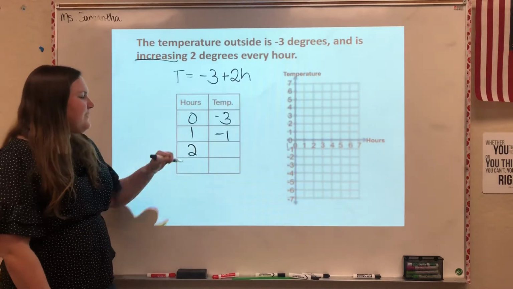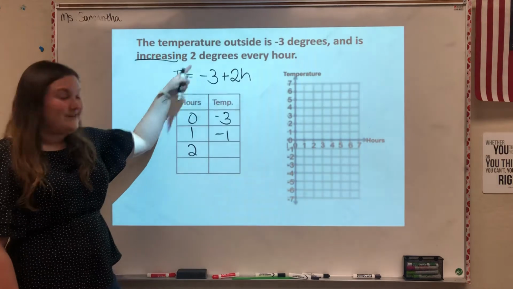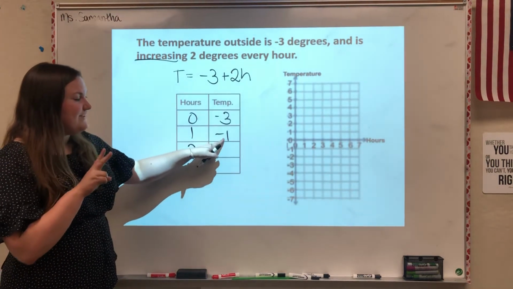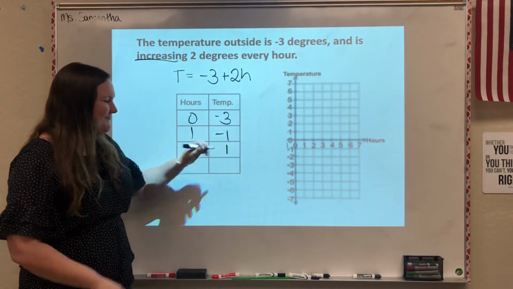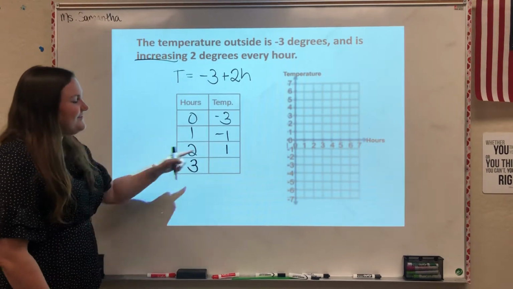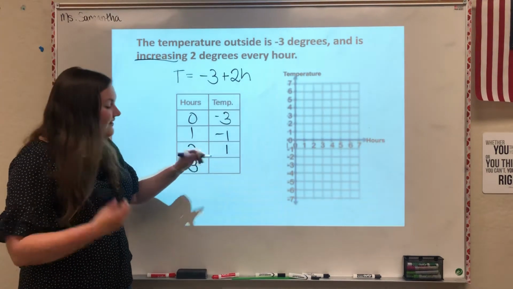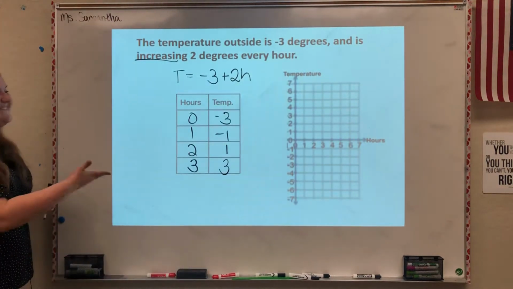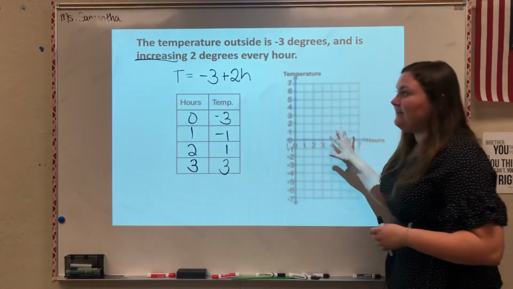Well, what about after 2 hours? Another hour has gone by, so it's gone up another 2 degrees. What would that next temperature be? If it's gone up 2 more degrees, that would take you to 0 and then to 1. I held up 2 fingers, but 1 degree. And then we could keep going at our third hour. It's gone up another 2 degrees, so 1, 2, 3, now it's 3 degrees. And we could keep going with this table. It's nice to have a table though, because what we're doing today is this idea of graphing.